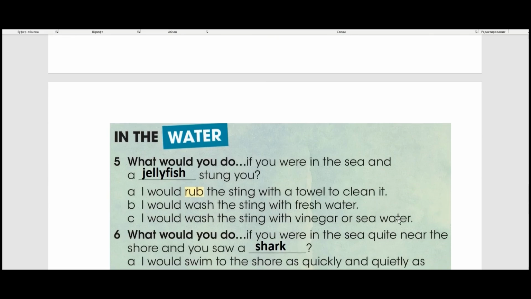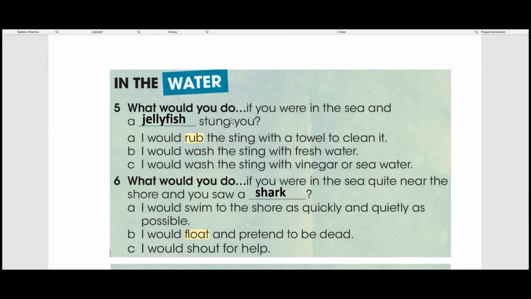Дальше. В воде. Что бы вы сделали, если бы вы были на море, и медуза ужалила вас? Sting, stung, stung — вот эти три формы. Медуза ужалила вас. A. I would rub. Rub — это тереть, то есть я бы потер the sting — то место, где ужалено, полотенцем, чтобы почистить это место. Дальше. Я бы помыл место, где ужалено, свежей водой. И я бы помыл это место уксусом — vinegar это уксус — или морской водой.